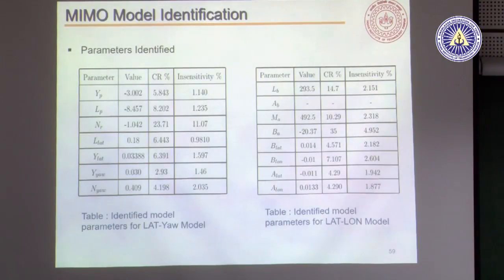And carrying out all this process gives me the corresponding parameters. Okay, and the Cramer-Rao bound for all of them. Okay, and their corresponding values. So this is the identified lateral yaw model, and this is the lateral longitudinal model.